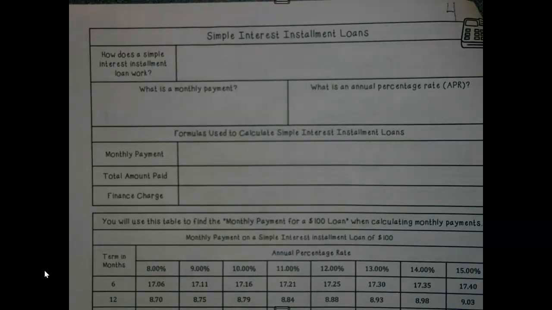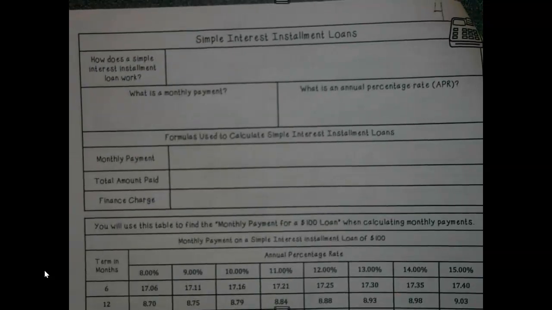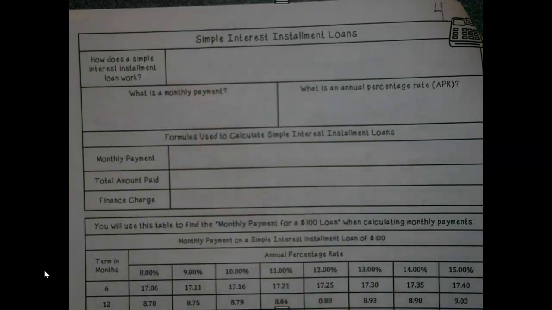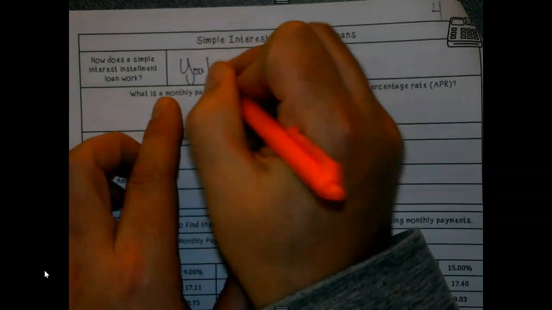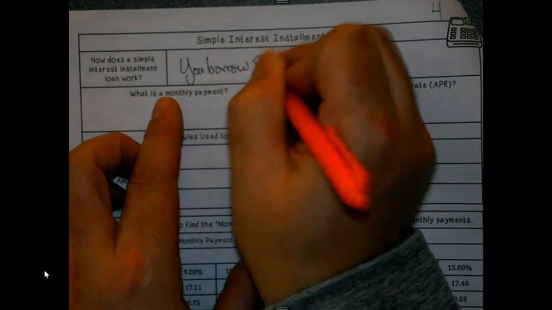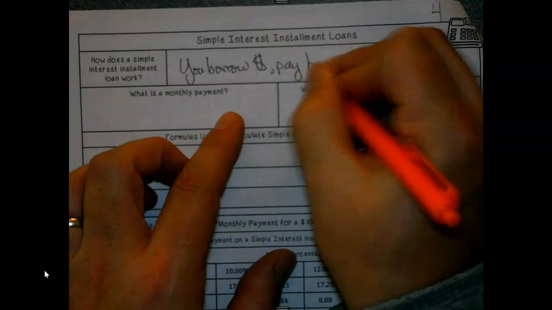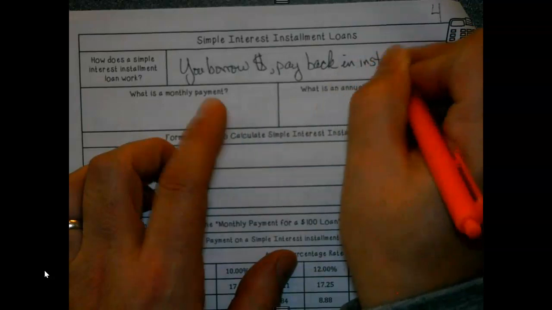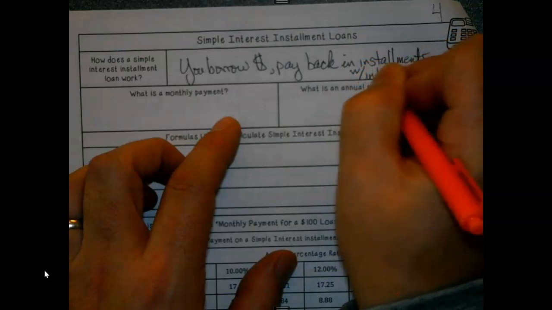Because when you borrow money from people, you're not always going to get them to just nicely let you borrow it and not give you anything left with it. So a simple interest installment loan, different from just an installment loan, means you borrow money and you pay it back in installments or payments with interest.